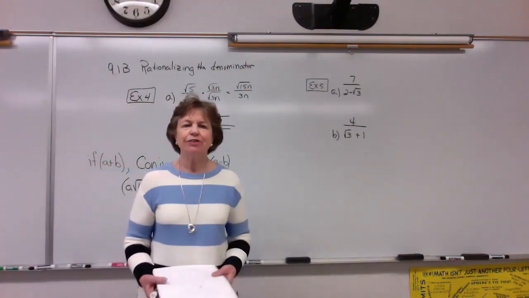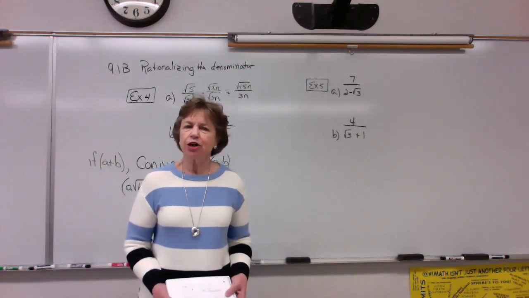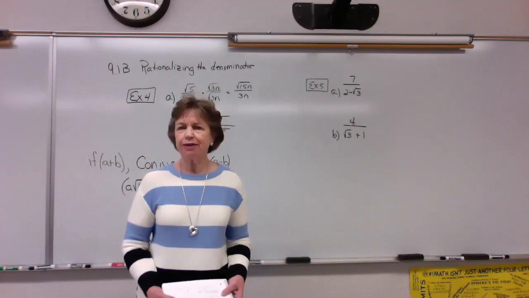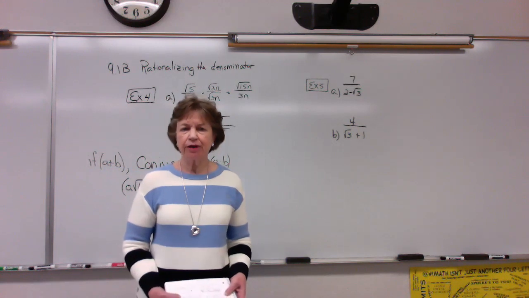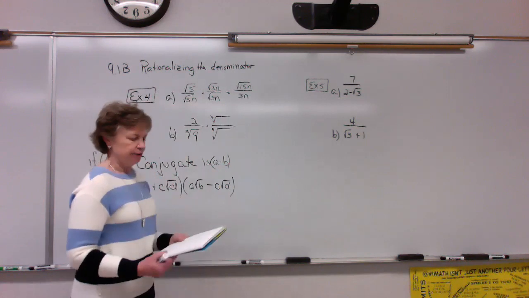Hello. Continuing on with lesson 9.1. This is the second part. We're talking about rationalizing the denominator. Remember in our first part we said we cannot have a radical in the denominator, and so to get rid of it, we call that process rationalizing the denominator.